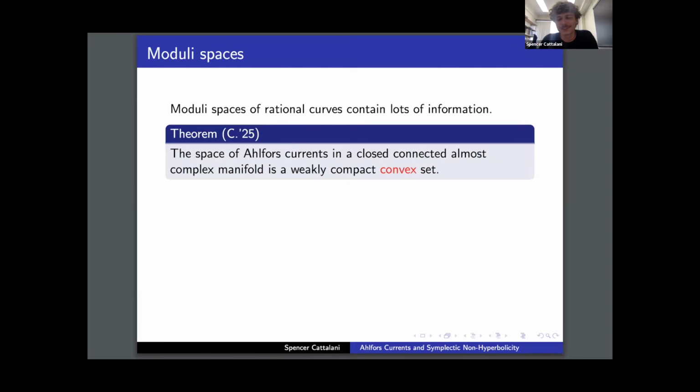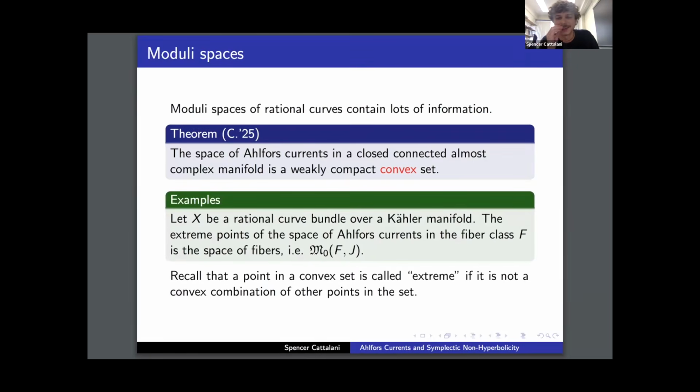And there's this somewhat evocative example. If you take a rational curve bundle over a Kähler manifold, then the space of extreme points, which is a convex geometric notion, of Ahlfors currents in the fiber class is exactly the moduli space of rational curves. So it seems like these convex spaces do contain quite a bit of information.